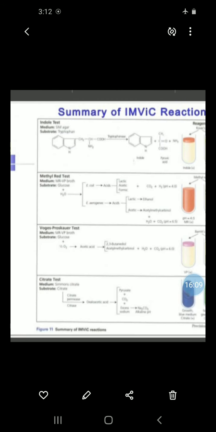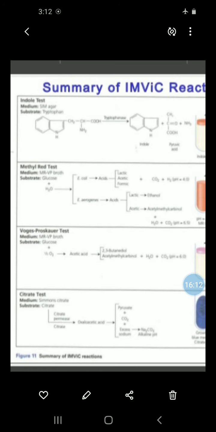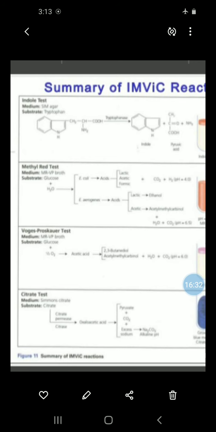In the IMViC test, which medium is used? In the indole test, SIM agar is used and the substrate is tryptophan. In the methyl red test, MRVP broth medium is used and the substrate is glucose. In the Voges-Proskauer test, the medium is MRVP broth and the substrate is glucose. In the citrate test, the medium is Simmons citrate and the substrate is citrate.